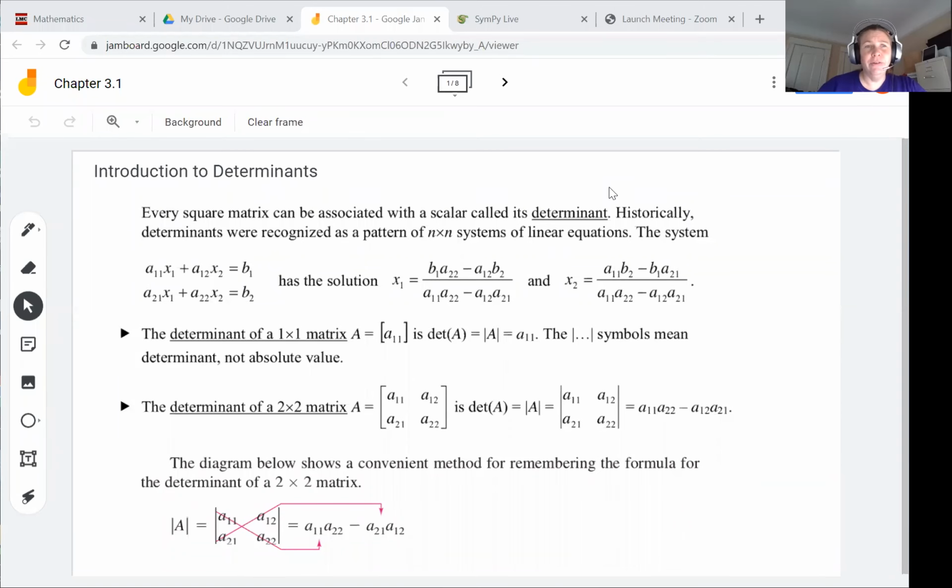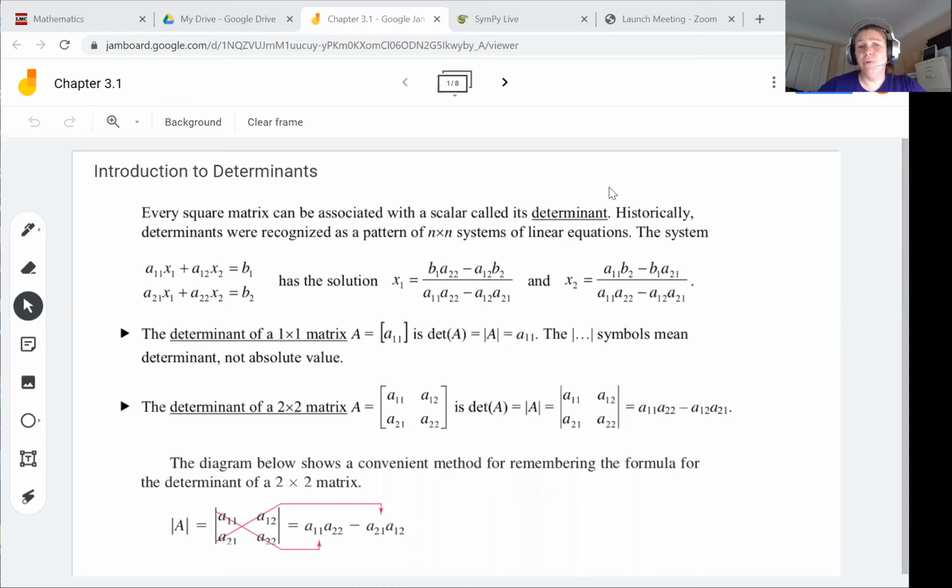In this video, I introduce you to the determinant that we can calculate for matrices. Our objectives for this learning activity are to find the determinant of a 2x2 matrix, to find the minors and cofactors of a matrix, and then we're going to see how to use expansion by cofactors to find the determinant of a matrix. Every square matrix can be associated with a scalar that's called its determinant.